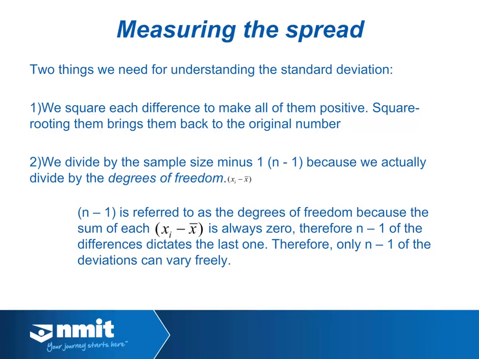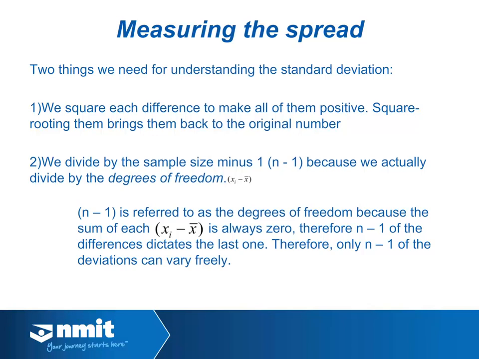Also, if there were some positive figures and some negative figures, they'd all cancel each other out, and we get a standard deviation of 0, which is not what we want. We divide by the sample size minus 1 because we actually divide by something called the degrees of freedom. Now, degrees of freedom can be a confusing concept, and it's not generally one that I explain very well, but there's many explanations for it out there, but it's a simple concept.